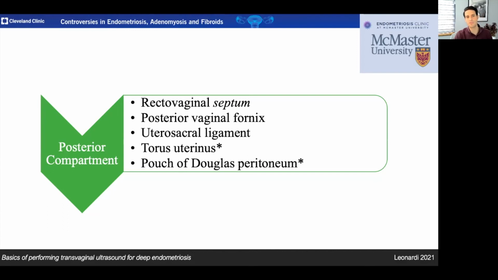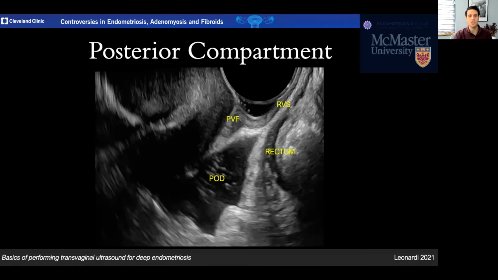The torus uterinus and the pouch of Douglas peritoneum are starred because they were not actually included in the publication that we proposed on how to perform ultrasound for endometriosis, but have become glaringly, obviously important structures to us. So here we have a still image of the posterior compartment, and each anatomic site is labeled. With fluid in the pouch, we can appreciate the anatomy much more clearly. We can truly appreciate where the rectovaginal septum begins because the fluid is abutting the lowest aspect of the pouch. We can appreciate the posterior vaginal fornix much more clearly, and here we have our rectum.